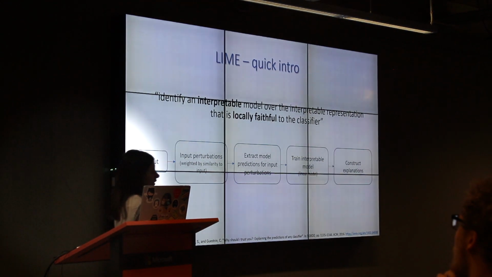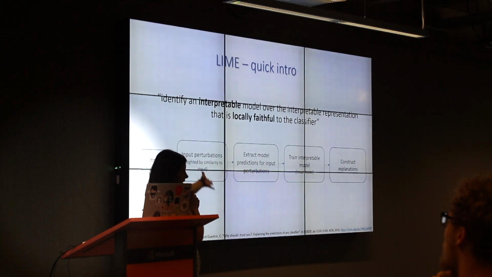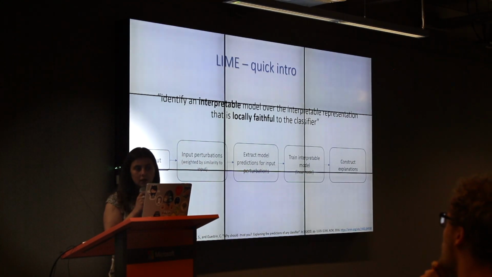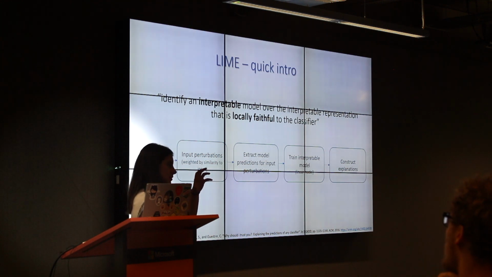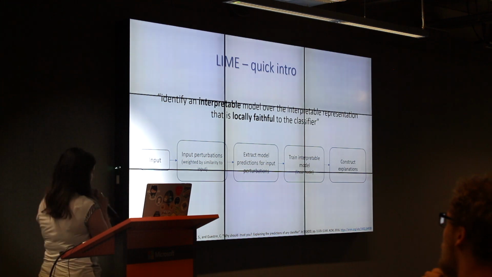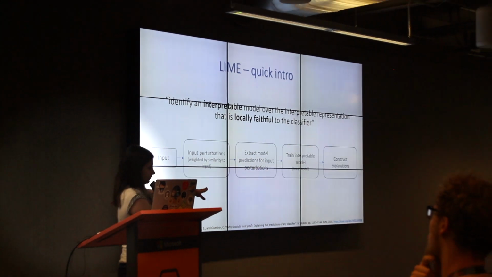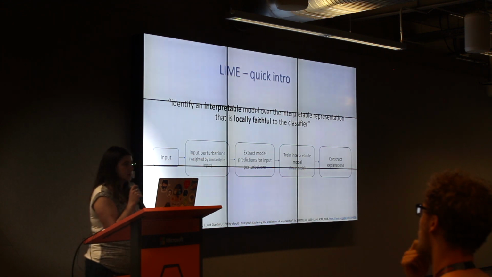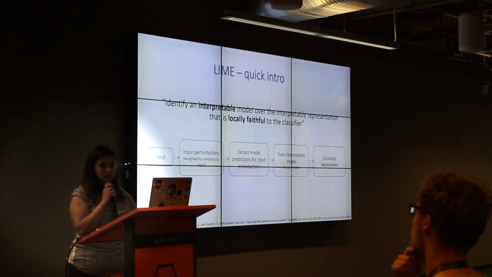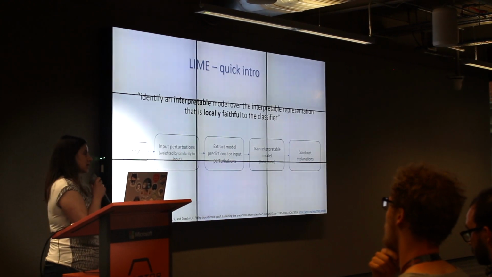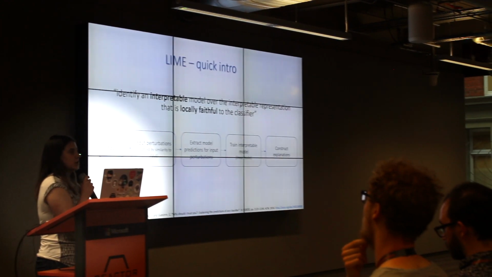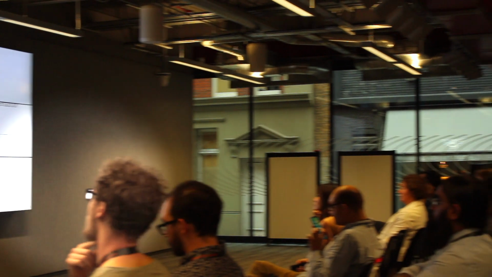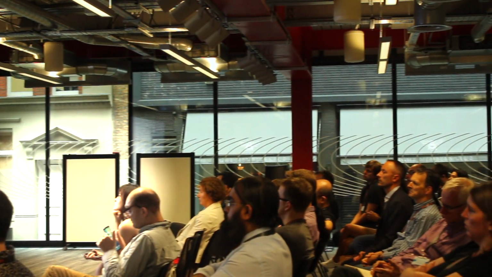You're going to extract the model predictions for the input perturbations. Then you're going to take these perturbations and the model predictions and build an interpretable model. In this case, it's a linear model with very few parameters that, as a human, you can very quickly understand. And then you're going to construct the explanations and present them to the user in a quick and easy format. Right? Any questions so far?